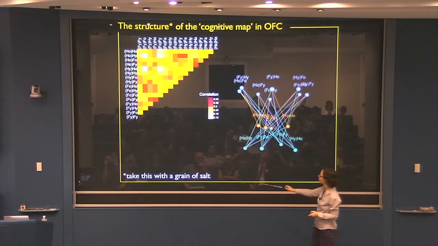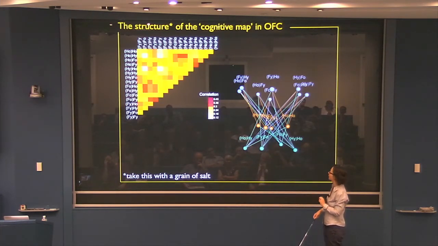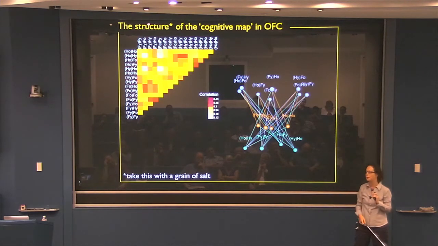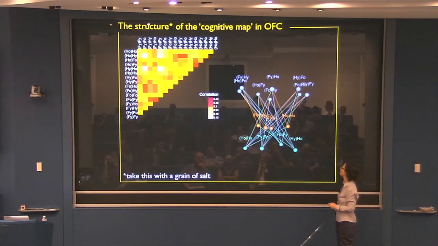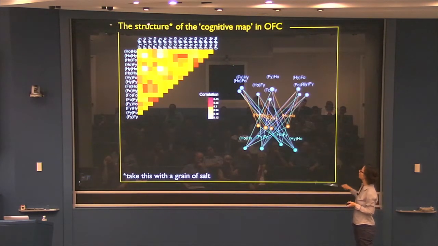And I should say, take this with a grain of salt, because we recently realized that although everybody does these correlations in this way, there's a mathematical problem with that we're trying to solve. So it might be that this looks a little bit more structured than it should be. But even with that grain of salt, we can make predictions from this. This is the average structure over all subjects.